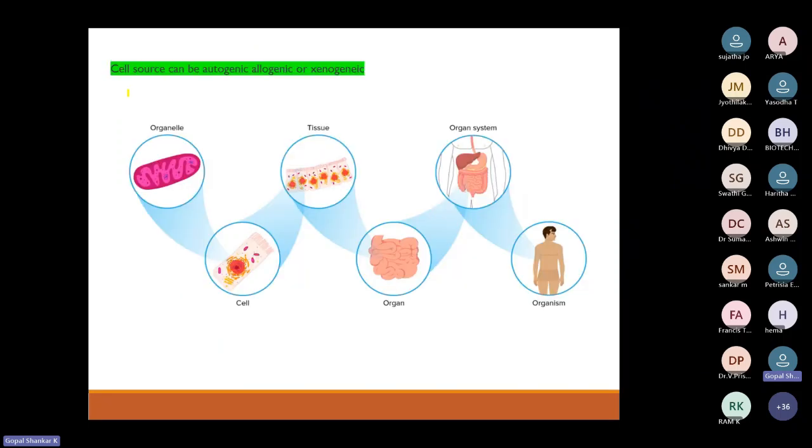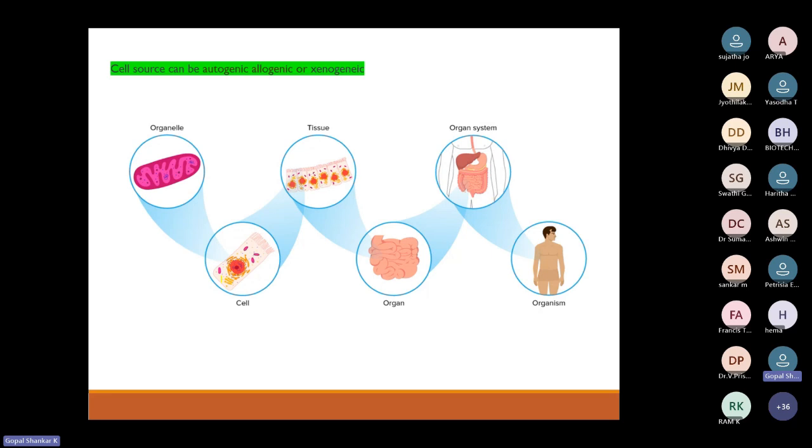What are the sources for the cells? Cell sources can be of three different types: autogenic, allogenic, or xenogenic. When you take the cells from your own body, it is called autogenic. When you take the cells from the same species, it is called allogenic. When you take the cells from a different species, it is called xenogenic.